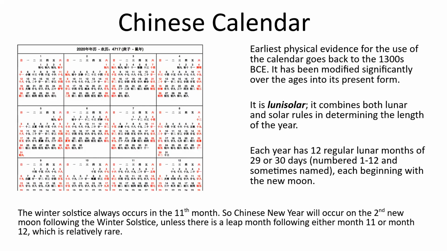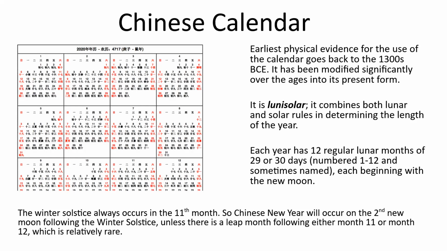The Chinese calendar is a calendar which is what we call lunisolar. It combines both lunar and solar rules. And so it tries to combine them both. And as you'll see in a moment, it becomes pretty complicated because of that. The earliest versions of this calendar are quite old, dating back as much as 1,300 years before the Common Era. But it's changed a lot and been modified over the years.